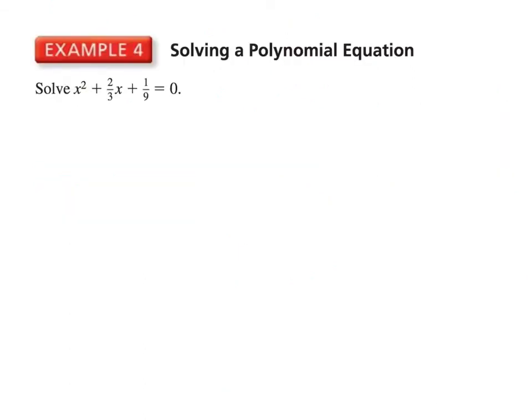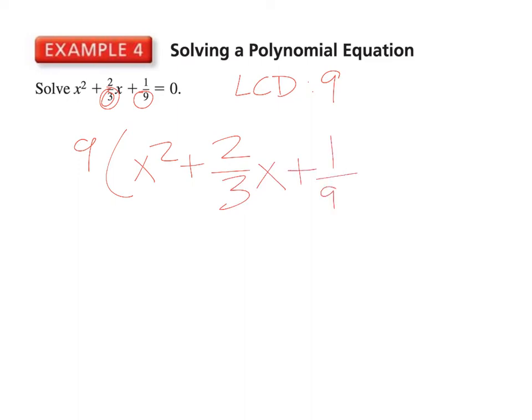For example 4, solving a polynomial equation. Okay, we have a bunch of fractions here. This is a very simple method to get rid of all the fractions from the equation. You have to find the least common denominator. Okay, what is it? Well, for one denominator I have 3 here, for the other one I have 9. All right, so take the biggest denominator, find multiples of it that the other denominators go into. 3 goes into 9, so there's your least common denominator. So watch this. Multiply by 9 on both sides and watch the magic happen.